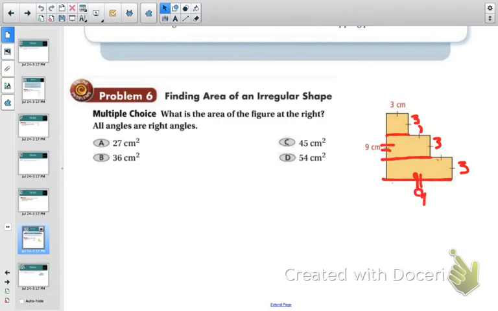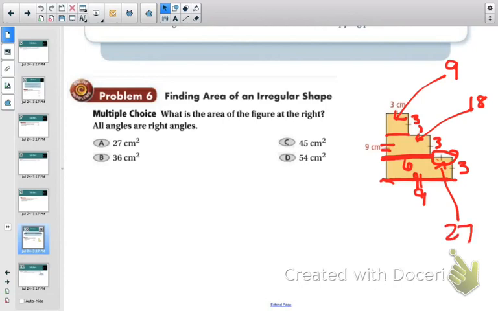Okay, so the area of this first part right here is just 3 times 3, which is 9. The area of this one is going to be 3 times whatever the length is here. Because we know this whole length is 9. Now this length right here is 3. That means this has got to be 6, because 6 plus 3 gives us 9. So 3 times 6, that gives us 18 for that one. And then 3 times the whole length of 9 is 27.